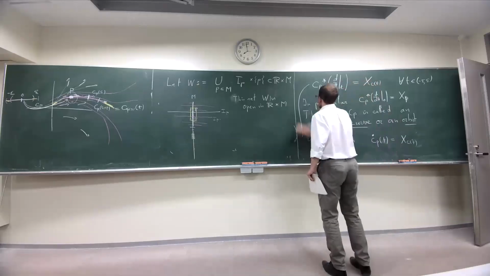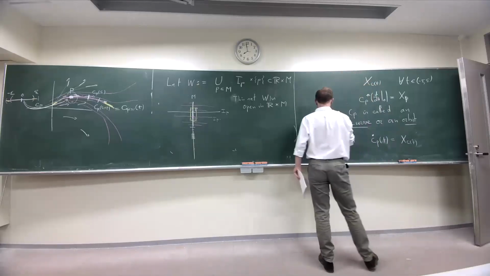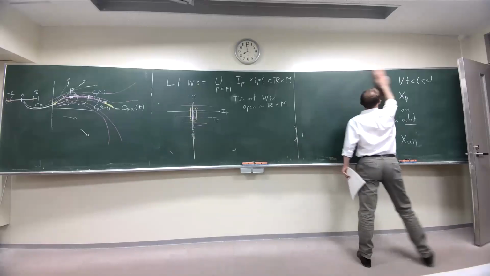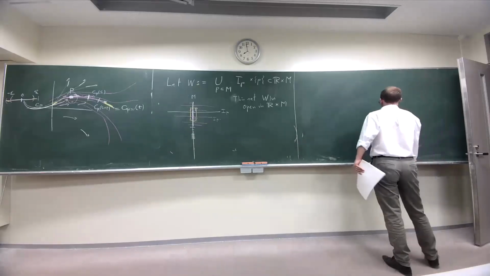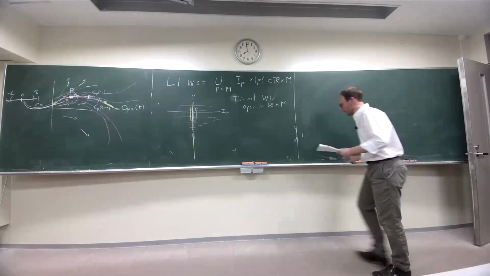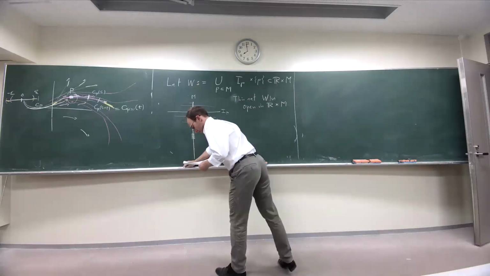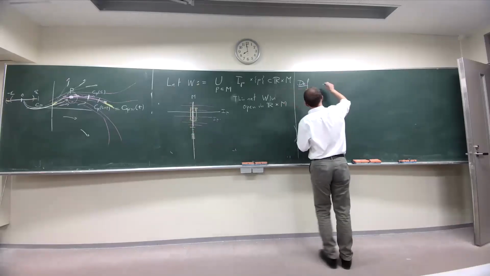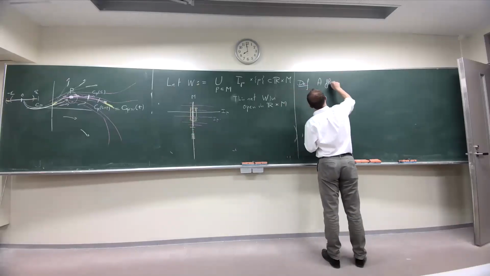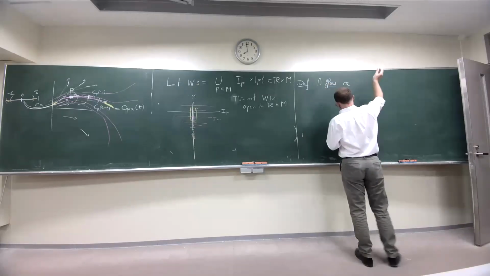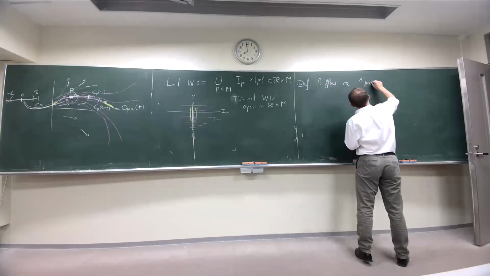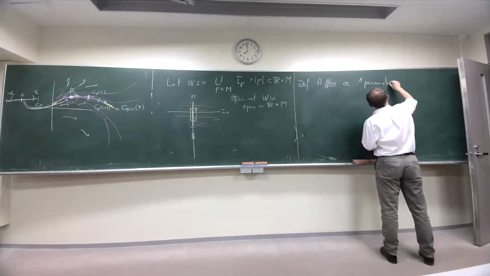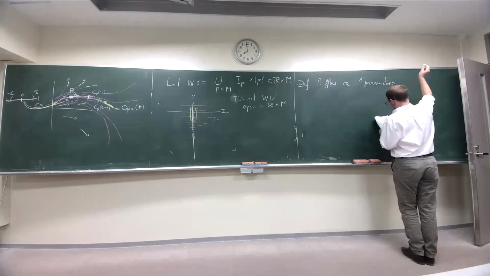Let me just give you the next definition and we stop there. What is the notion of flow? In the title, we had the word flow. So what is a flow? The last definition, and then I stop. A flow, or it's also called a one parameter group.